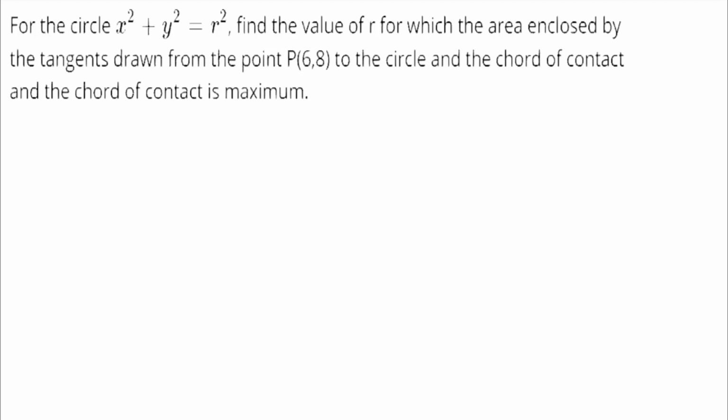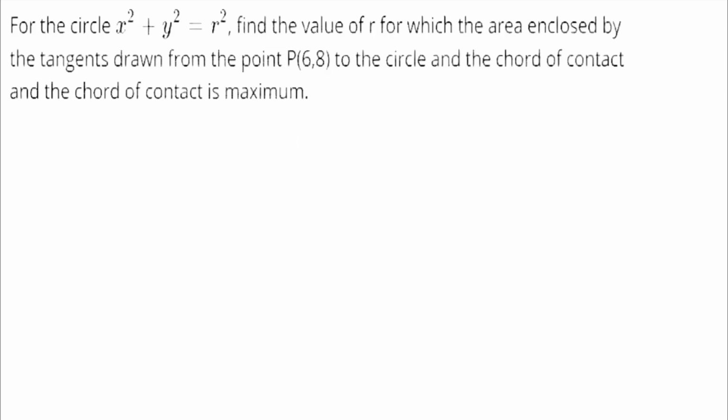Hello everyone. So the question is: for the circle x square plus y square is equal to r square, we need to find the value of r, which is the radius, for which the area enclosed by the tangents drawn from the point (6, 8), which is point P, to the circle and the chord of contact is maximum. So we have to find that value of r. Basically, we have to find the maximum value of r for the given situation.